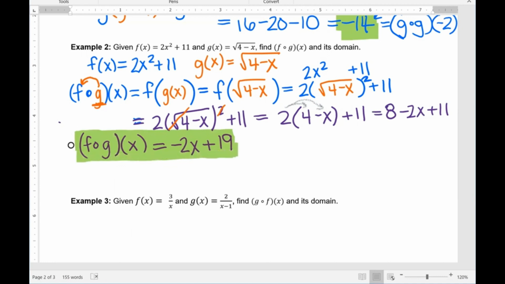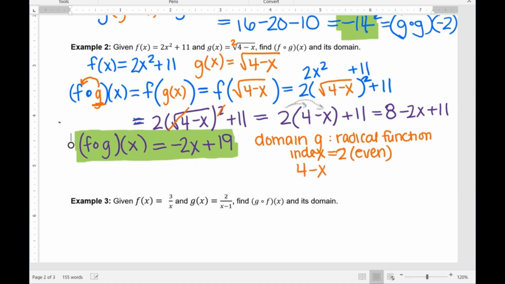We need to find the domain. So let's start with the domain for g, because that's where we plugged in first. So g of x, he is a radical function, and his index is 2. Remember that little number on the radical, if it's not there, it's a 2. And here, since it's even, that means that we need to take the radicand, what's under the radical, set it greater than or equal to 0, and solve.